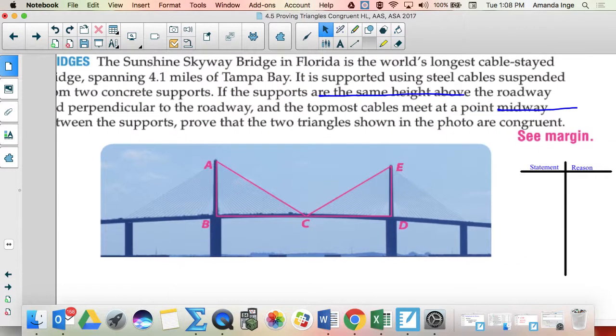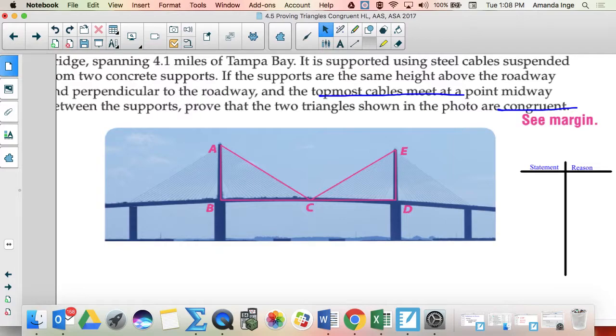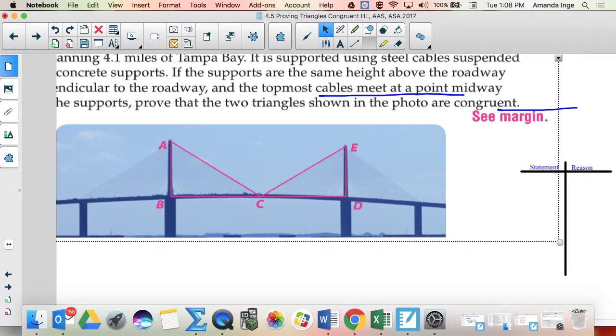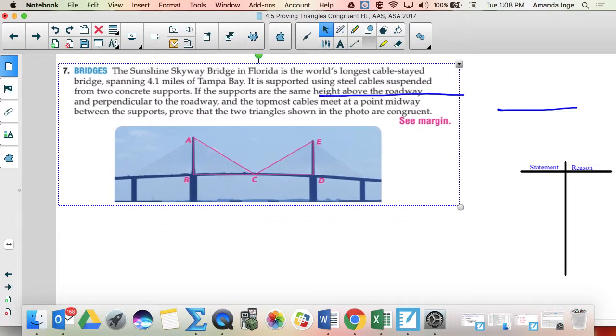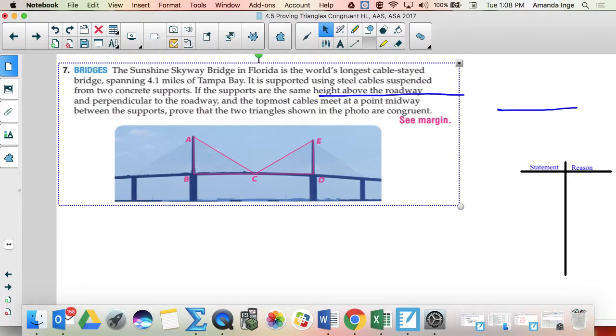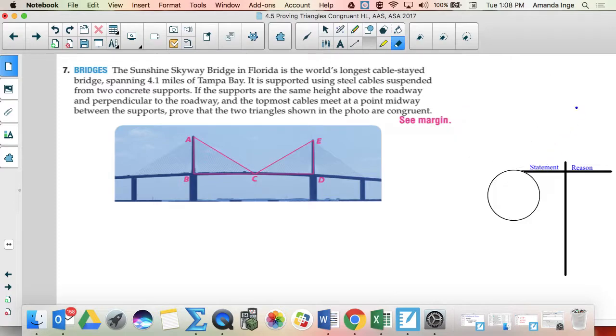And I don't know if I can move this. Let's see if I can make it smaller. There we go. All right.